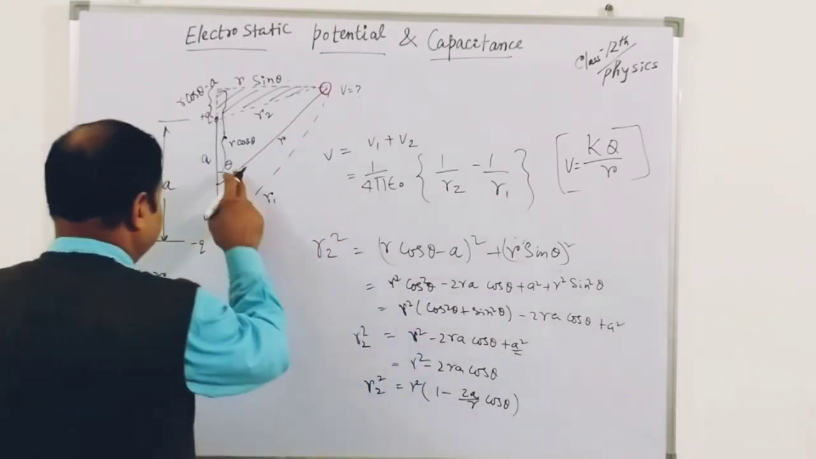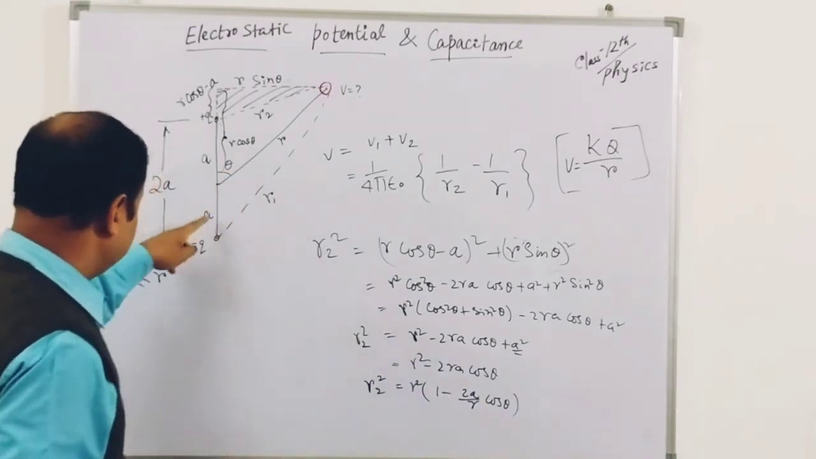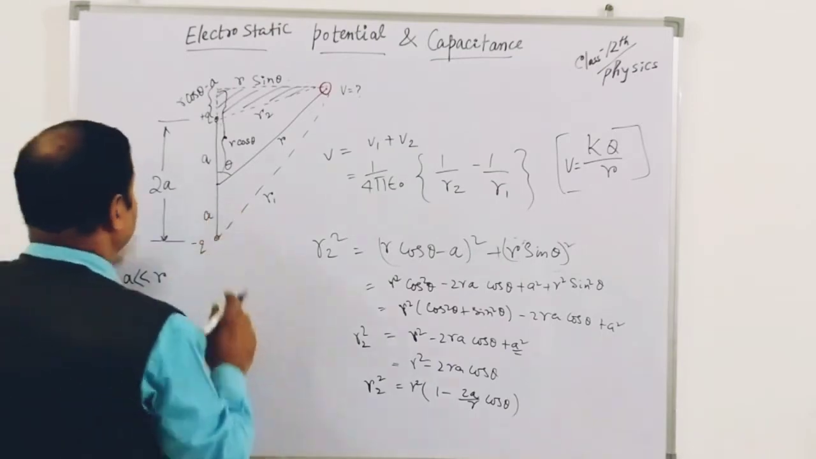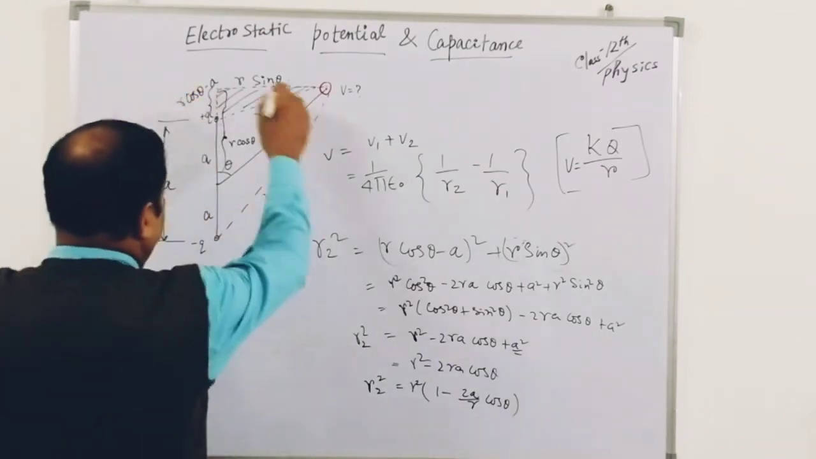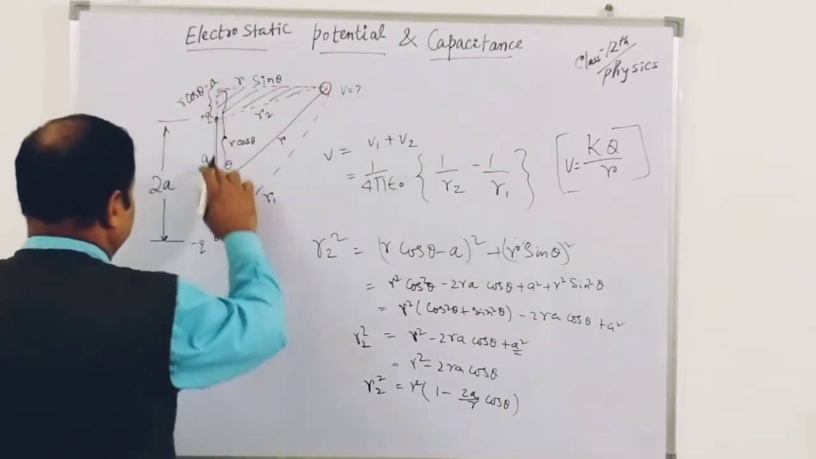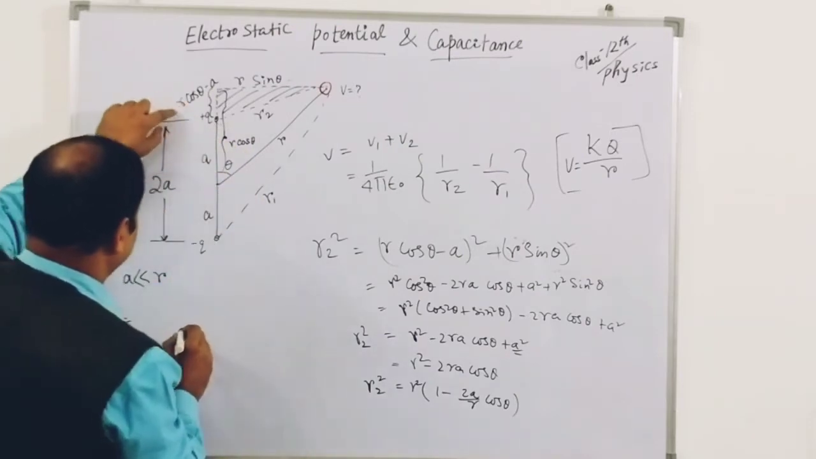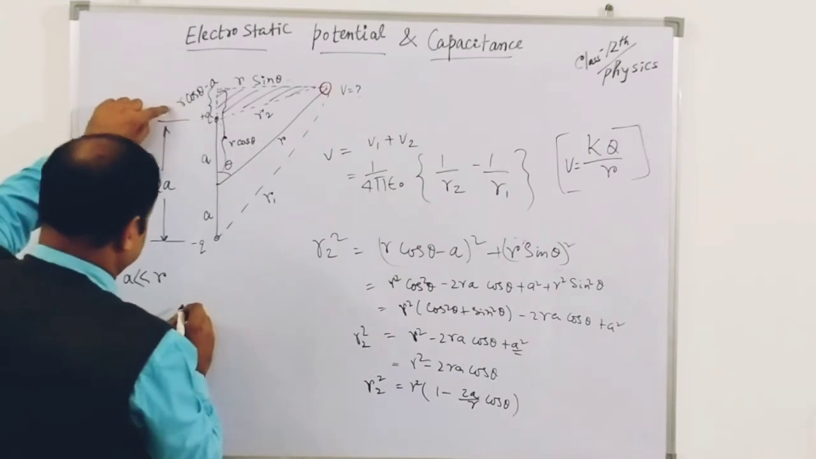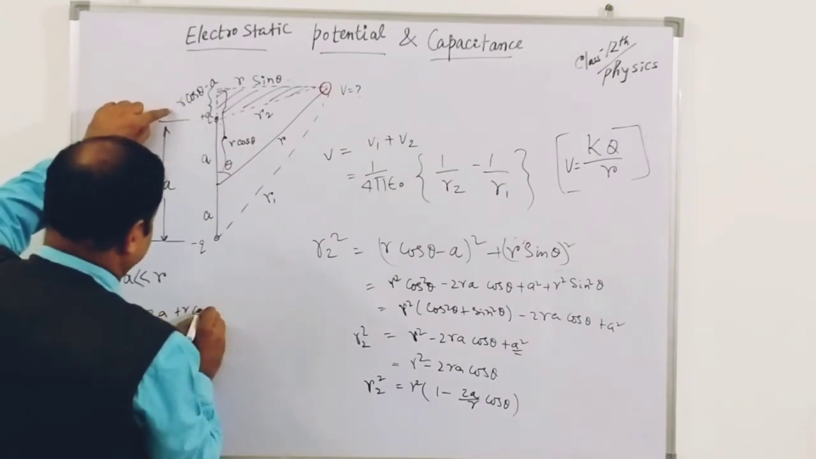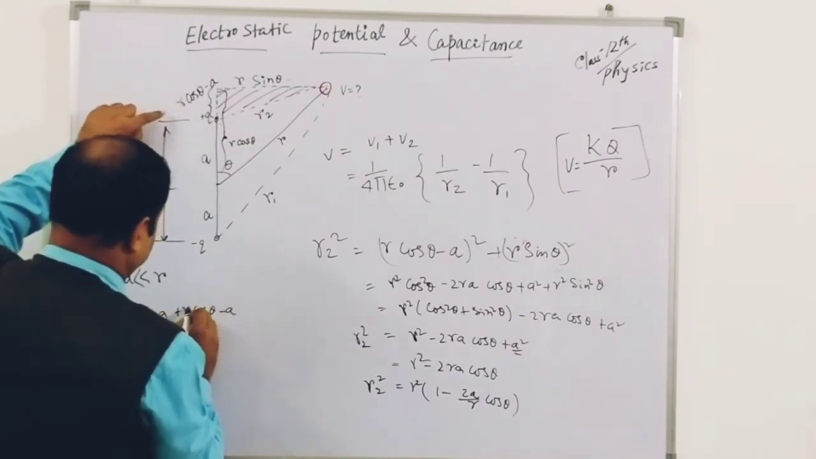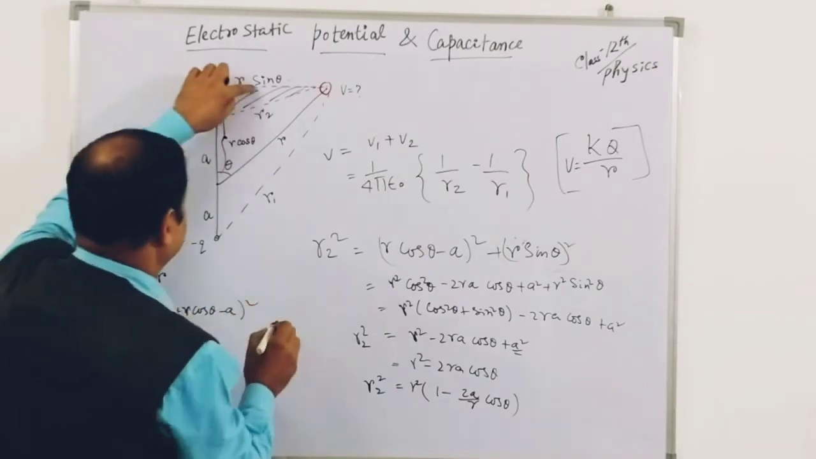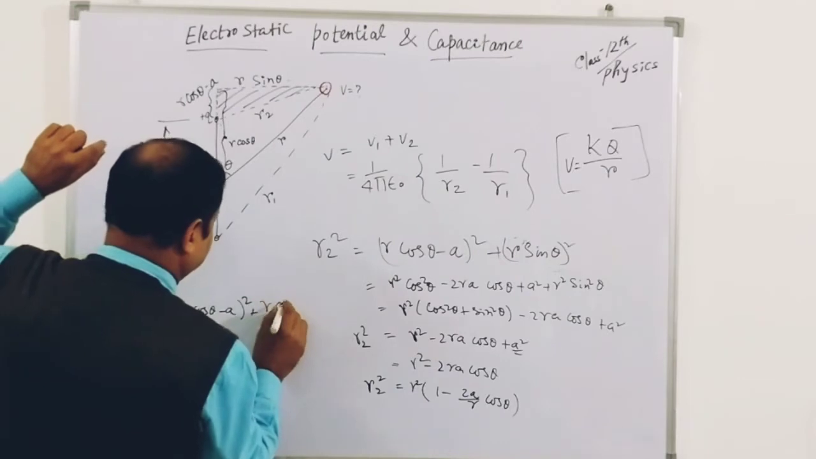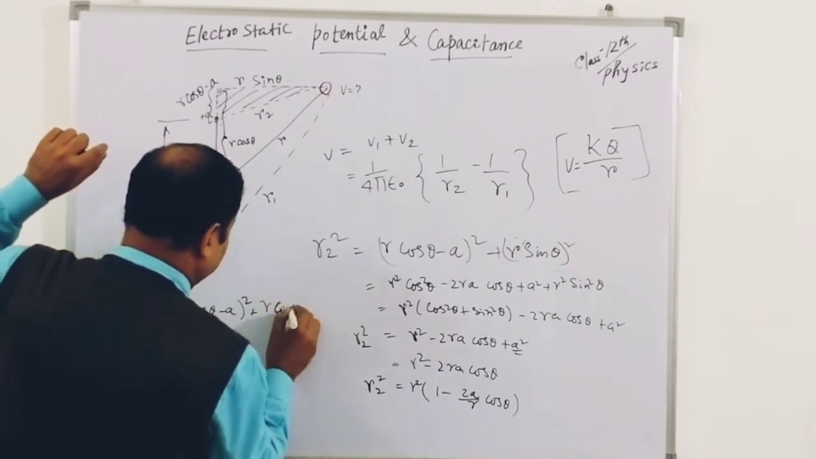Similarly, you can prove for r1 square. Now from this to this, taking the bigger triangle, the total distance is 2a plus r cos theta minus a, whole square, and the height is again r sin theta, whole square.